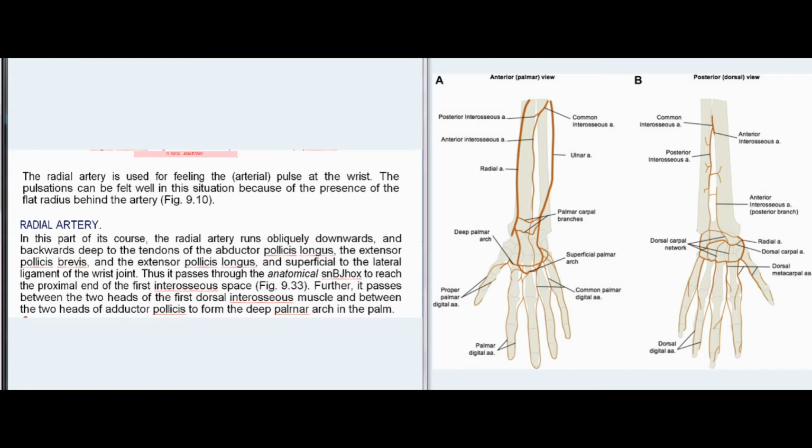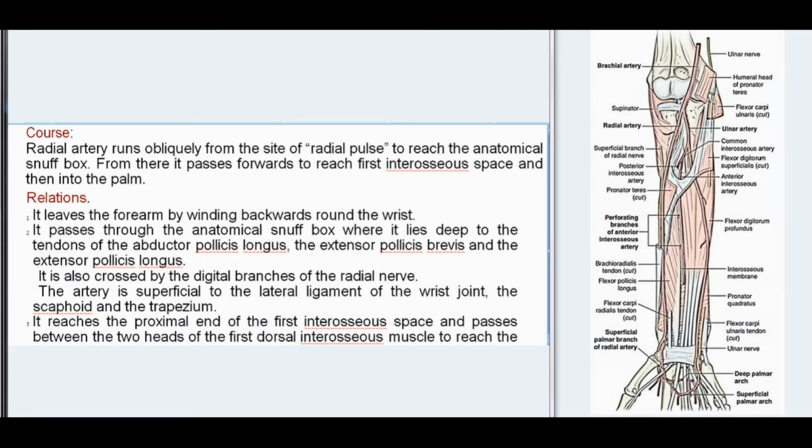Further, it passes between the 2 heads of the first dorsal interosseous muscle and between the 2 heads of adductor pollicis to form the deep palmar arch in the palm. Course. Radial artery runs obliquely from the site of radial pulse to reach the anatomical snuffbox.